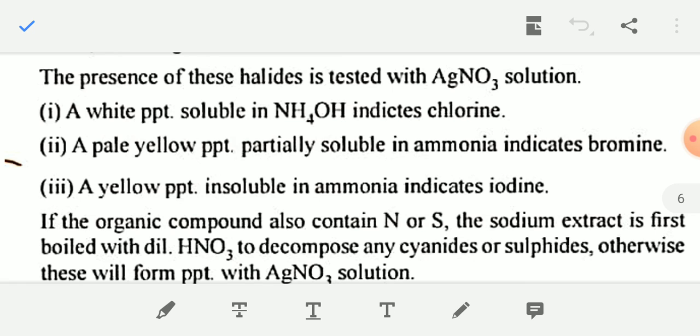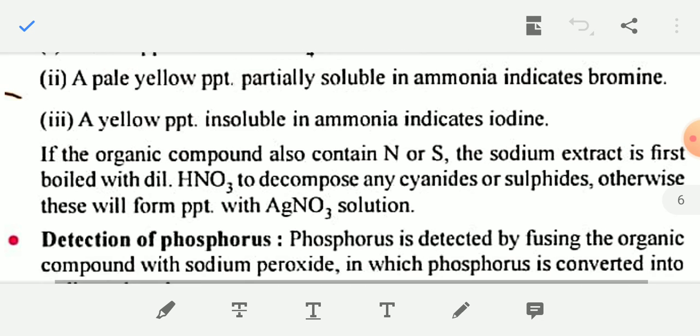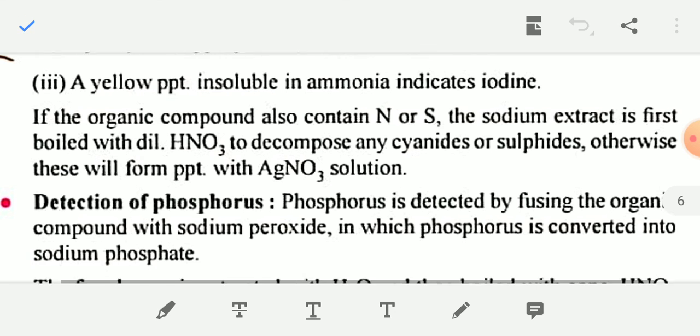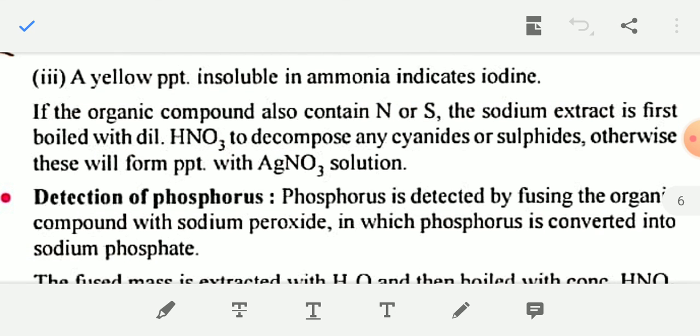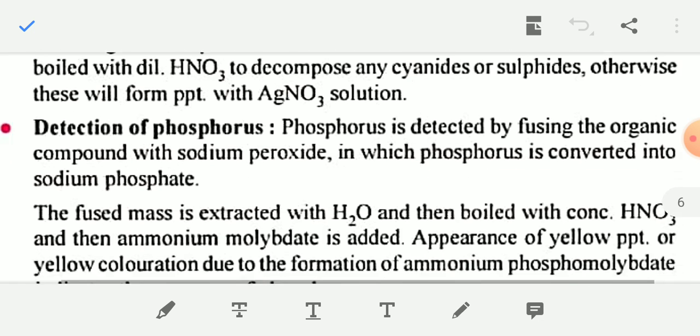A pale yellow precipitate partially soluble in ammonia indicates the presence of bromine, and a yellow precipitate insoluble in ammonia indicates iodine. If the organic compound also contains nitrogen and sulfur, the sodium extract is first boiled with dilute HNO3 to decompose any cyanide or sulfide. Otherwise, these will form a precipitate with silver nitrate solution.